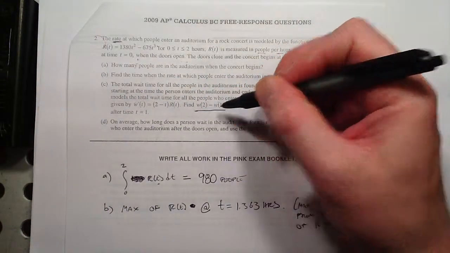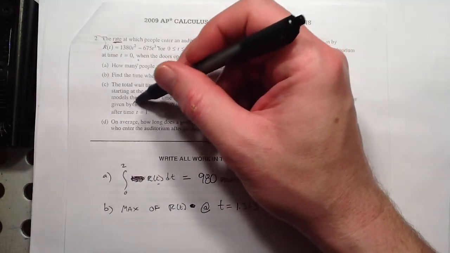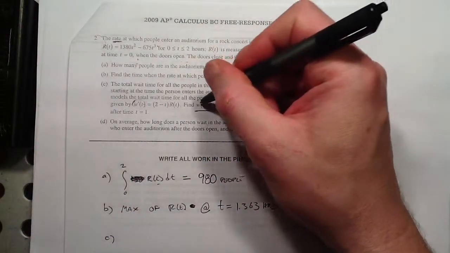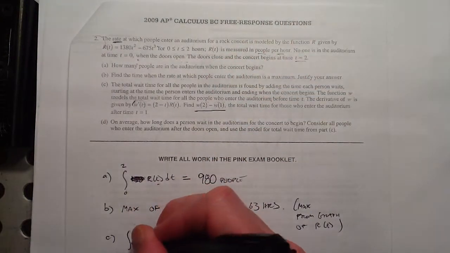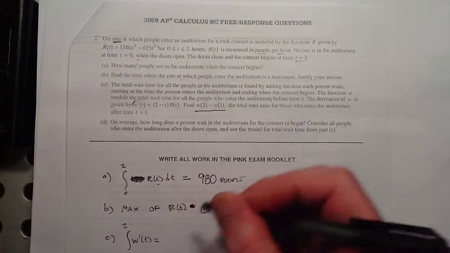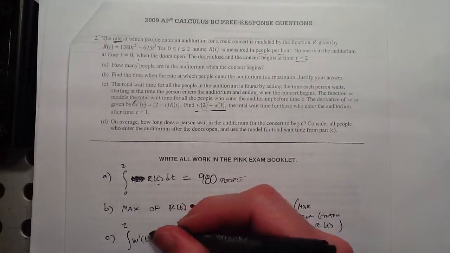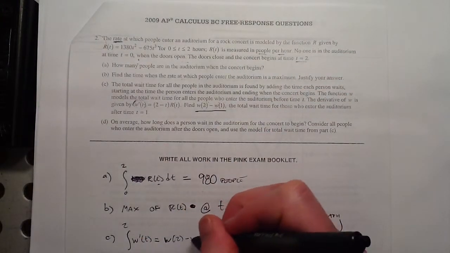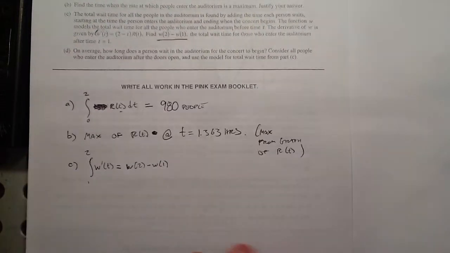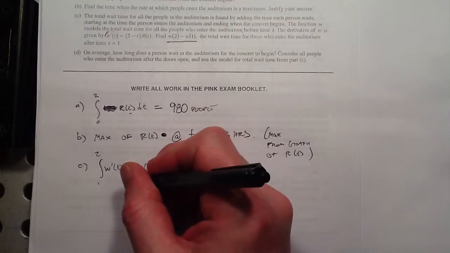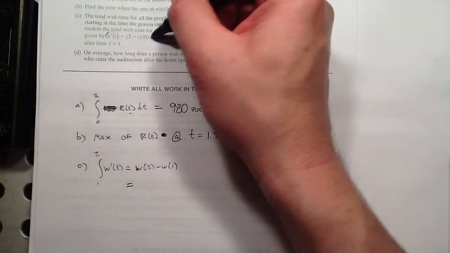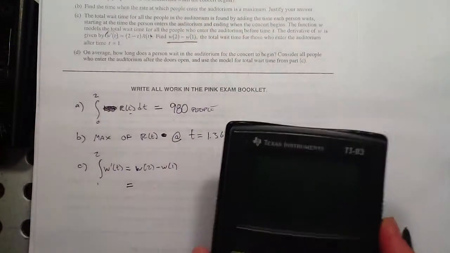Well, if we have this and we want to know w of 2 minus w of 1, that should remind you of the fundamental theorem. The integral of w prime of t from 1 to 2 would be equal to the antiderivative of this, which is the w function at 2 minus w at 1. So I think we just need to evaluate this, right? And we have that right here.